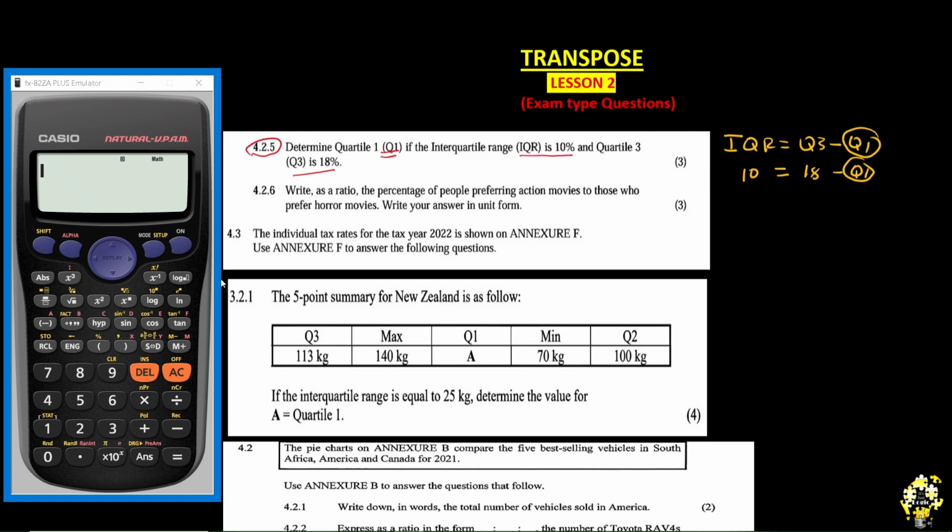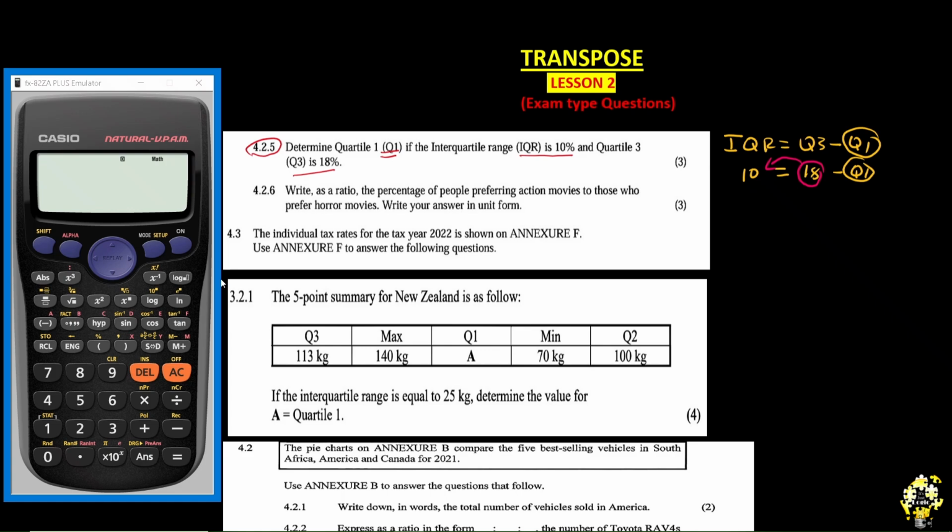Now the problem that we have is that Q1 is not by itself, and that's the whole concept of transposing. We want to get one variable by itself. Remember the definition, we want to get one variable to one side by itself. We want Q1 to be on one side by itself. We simply want Q1 to be the subject of the formula. Who is problematic here? Who is causing Q1 not to be by itself? Well, it's this guy here. Now, how can we deal with number 18? Well, just send number 18 to the left side.